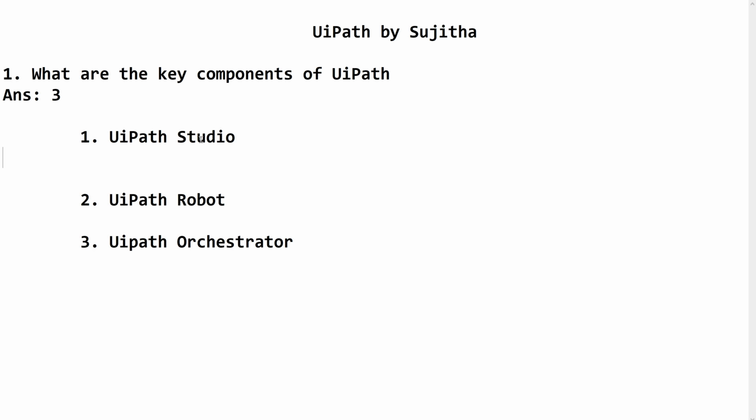So UiPath Studio, in general, let us forget about UiPath. In general, Studio means what? Where we develop a photo, where we develop something from a negative, right? So the same way, UiPath Studio is a software or an automation tool, an IDE, which is used to develop our robots. Developing robots in the sense, automating a process, right? Till that point you are clear, right? So UiPath Studio is an automation tool or a software which we use to develop our robots.